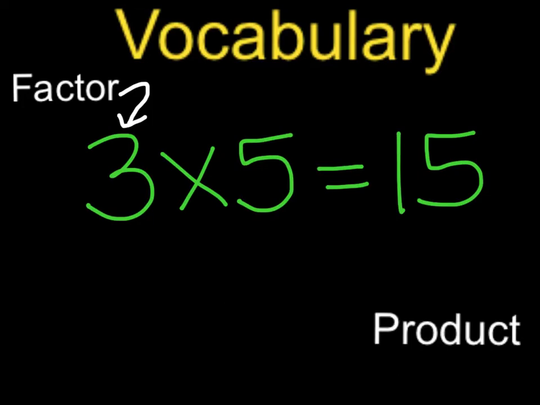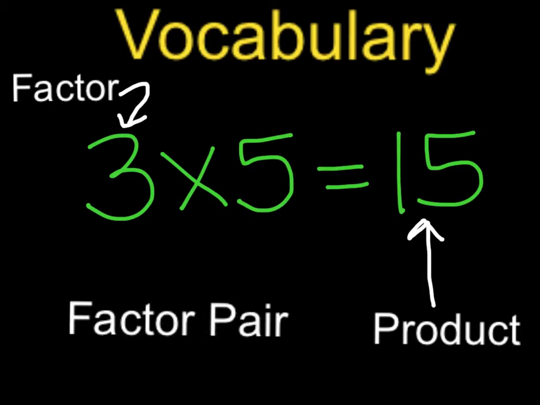The next vocabulary word is product. A product is simply the answer to a multiplication problem, as 15 is here. Our final vocabulary term today is factor pair. A factor pair is simply any two numbers that multiply together, like 3 and 5, to create a product.